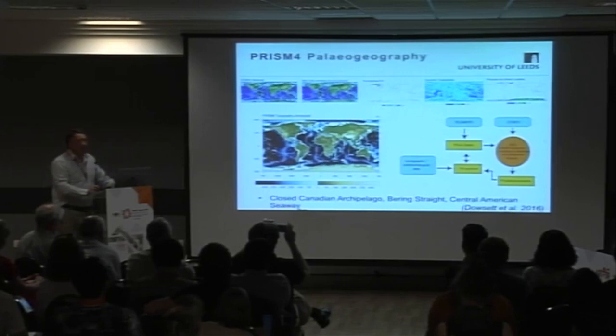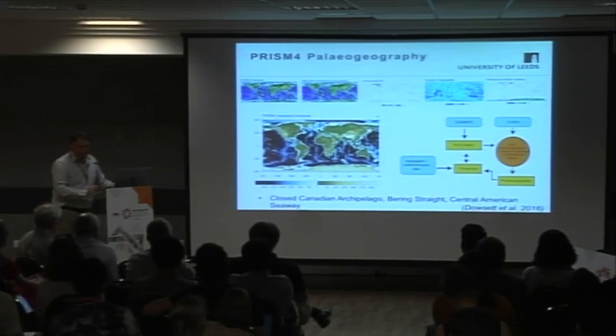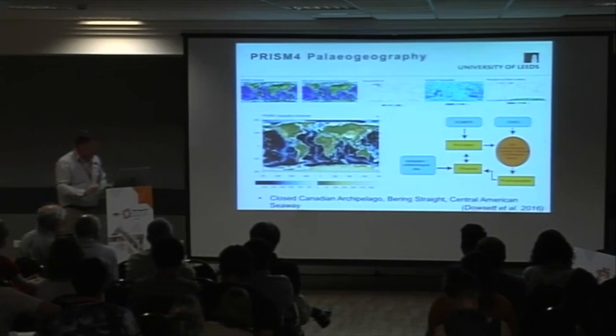Some of the key differences between this and the one we used previously: we have a closed Canadian archipelago up here. That is closed. We have a closed Bering Strait, and we retain the closed Central American Seaway.